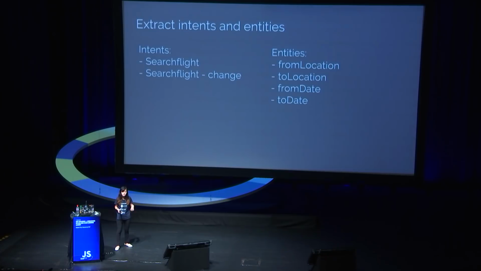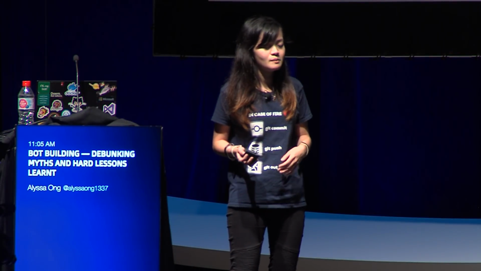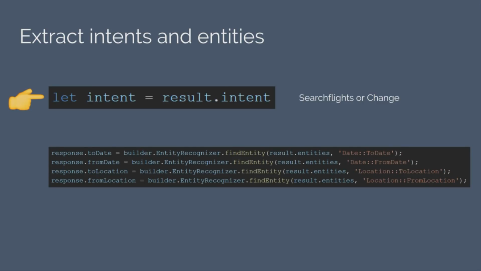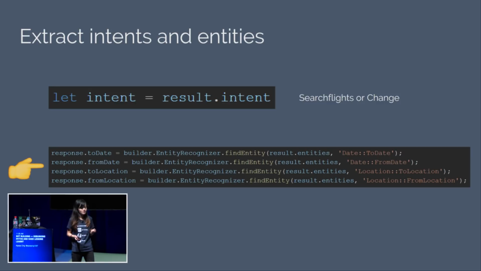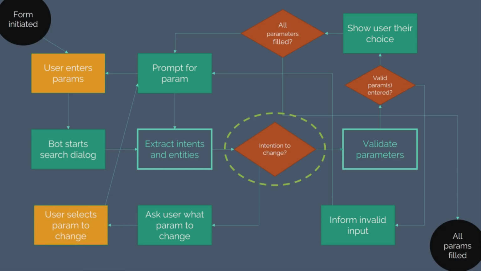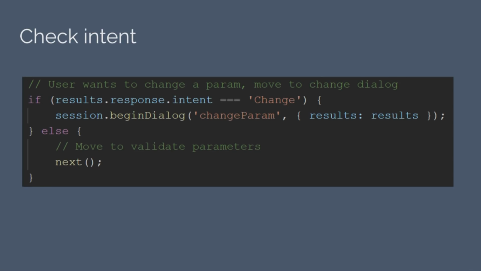You might not need NLP in your situation, but I'm just showing you how to execute if you do need NLP. So you can just extract the intent like this, and you can extract the entities from your user's utterance. And then you check whether there's an intention for them to change. So you check the intent. This is pretty self-explanatory. It's just an if statement. Otherwise, you move to validate parameters.